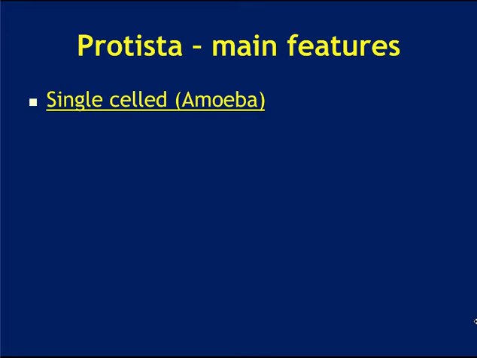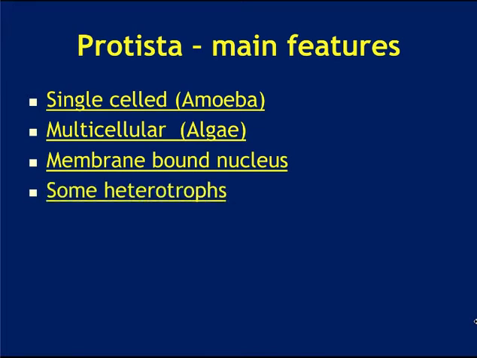Okay, so they can be single-celled, but they can be multicellular. Algae is multicellular. They have their membrane-bound nucleus. They are heterotrophs, or at least some of them are. So you should be now thinking, what is a heterotroph? So they have to eat other organisms to get their nutrition. Some are autotrophs, so they are making their own food for nutrition.